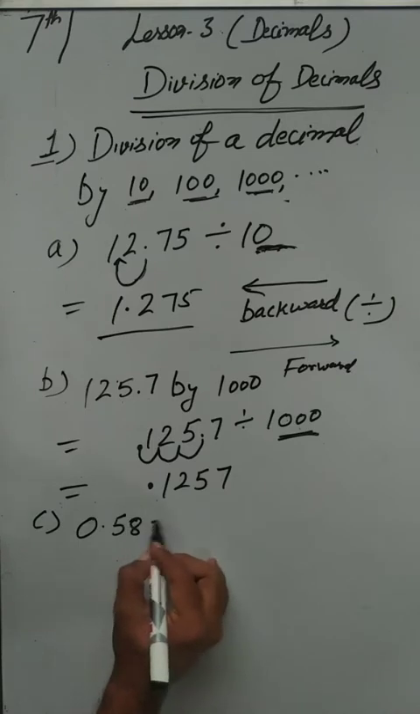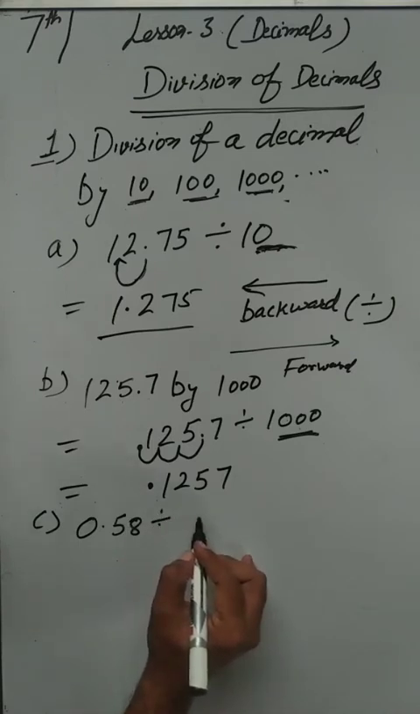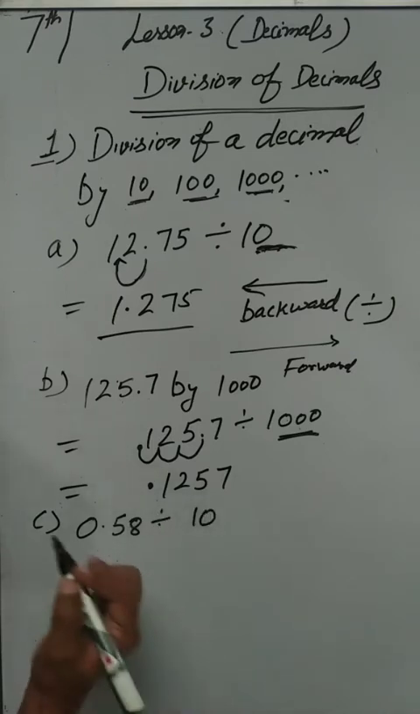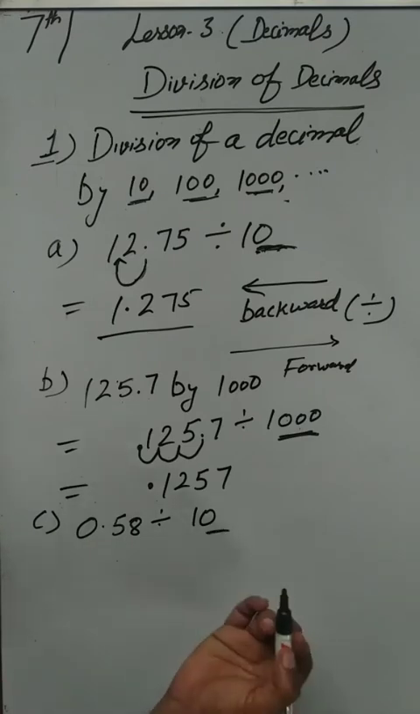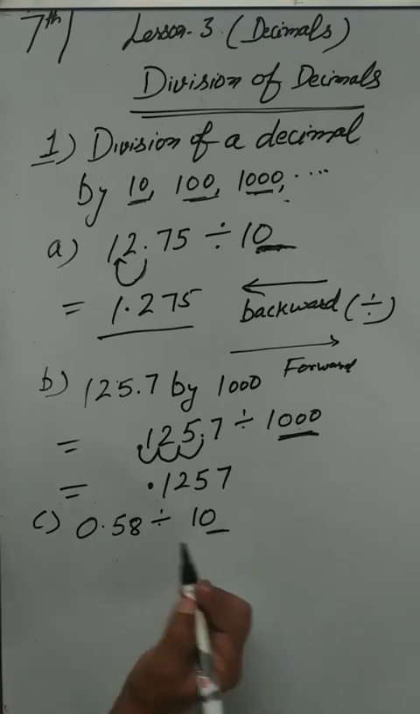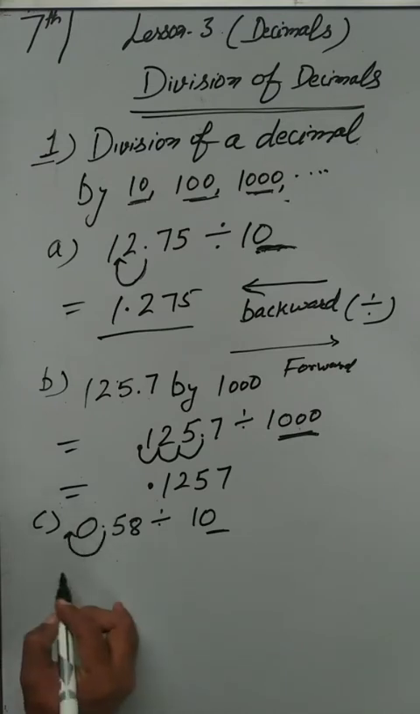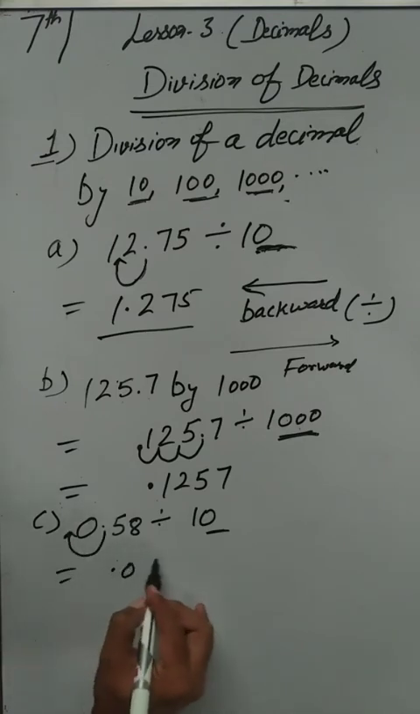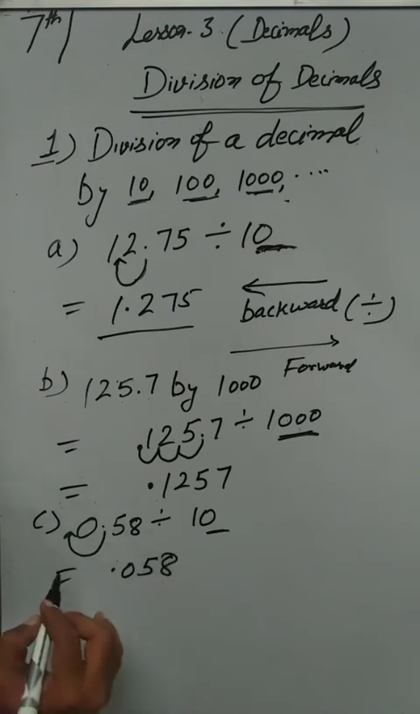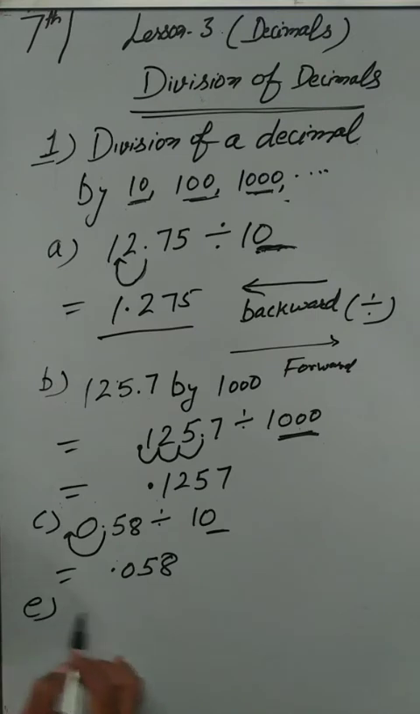And the next example, 0.58 divided by 10. Look here, beta, how many zeros? 1 0. So the point will shift one position toward the left. It will come here and your answer will be 0.058. Understood, beta?